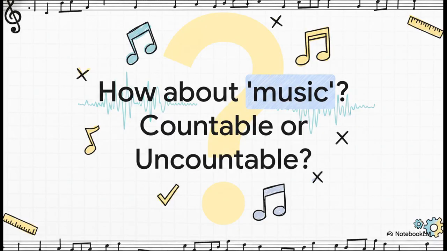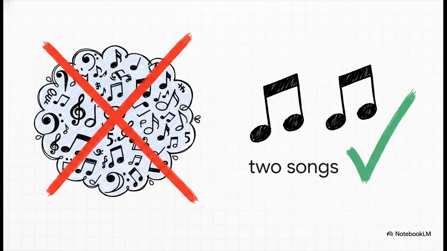How about the word music? Think back to those rules we just talked about. What's the call? You got it. It's uncountable. You would never say, I listened to 2 musics. But, and here's where it gets cool, you would say, I listened to 2 songs. So the general idea of music is uncountable, but songs are countable. Making that little distinction is key.